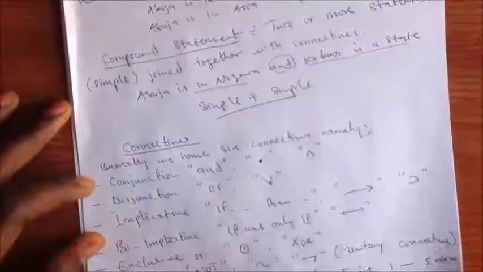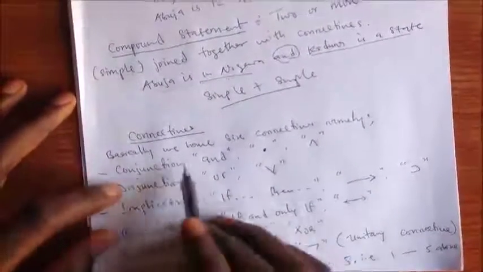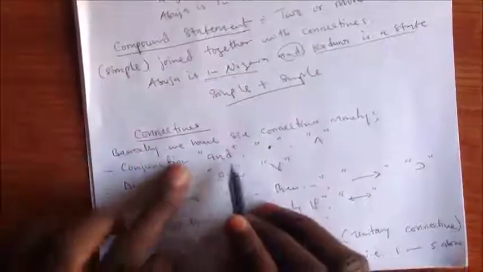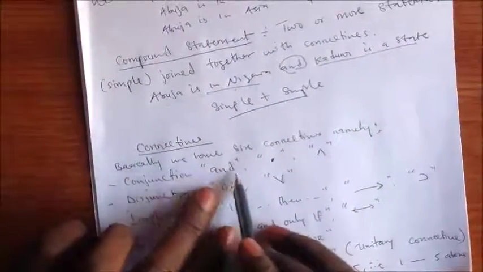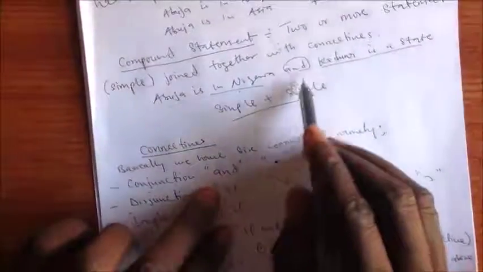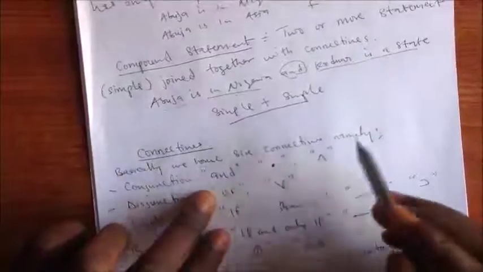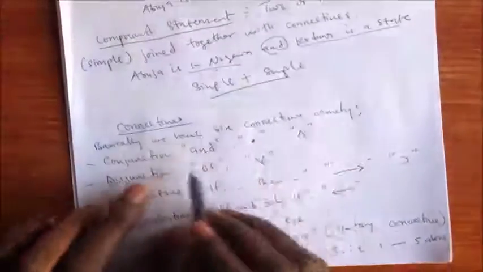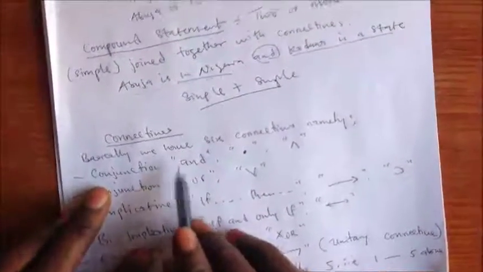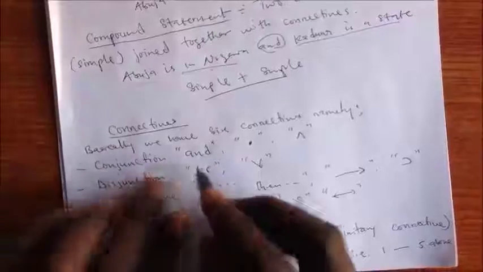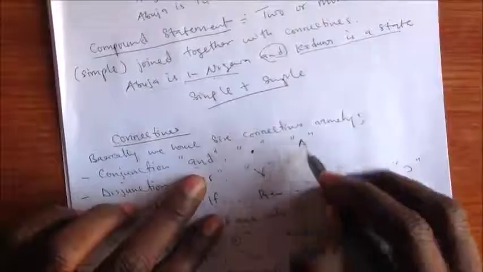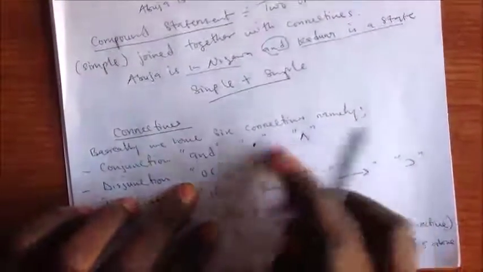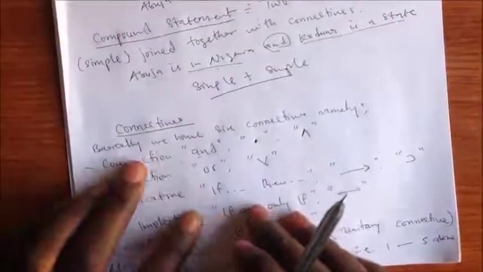Basically, we have 6 connectives. Namely, we have conjunction. This conjunction is denoted by 'and'. Any statement that has this 'and' has a connective. Like the example I gave, Abuja is in Nigeria and Kaduna is a state. So 'and' is a connective. We call it conjunction. If you look at this, it is a symbol of 'and', or this, or this. These are the symbols that normally represent conjunction in a statement.